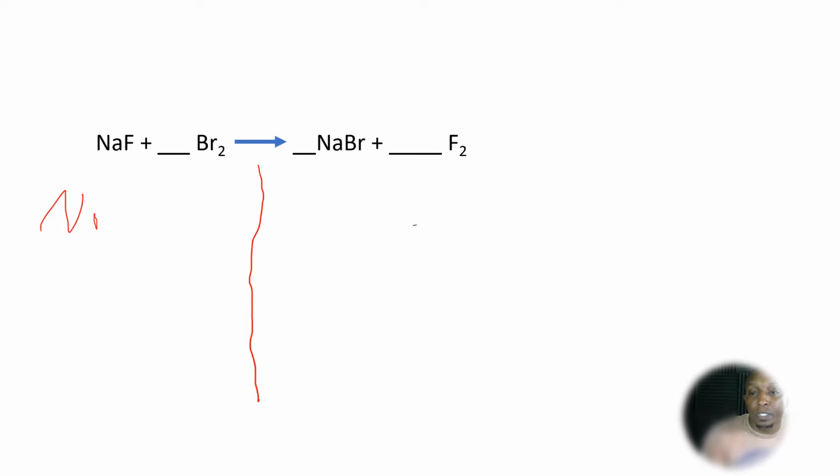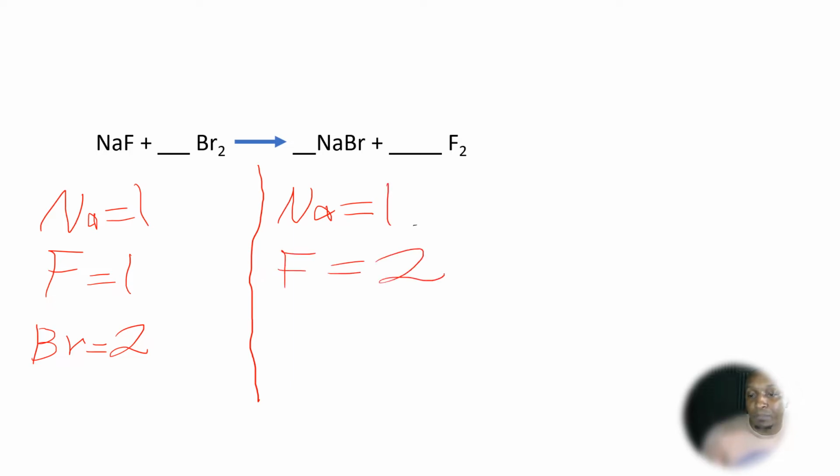So now we have 1 sodium on the left, we have 1 fluorine on the left, and we have 2 bromine on the left on our reactant side. So now we're going to set up our product side, and we have 1 sodium on our product side. We have 2 fluorine on our product side, and then we have only 1 bromine on our product side.